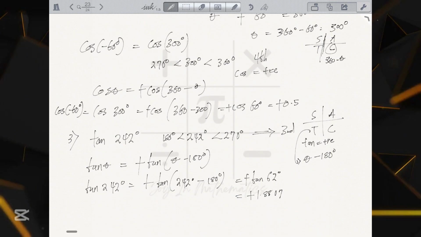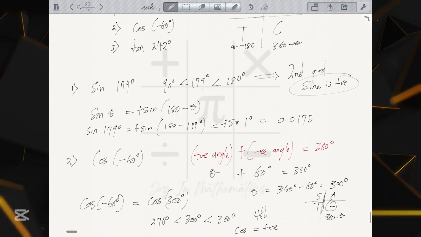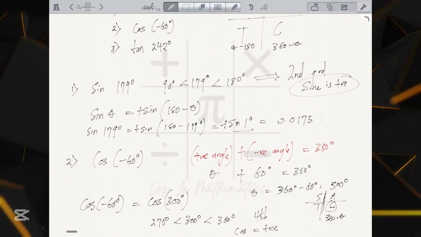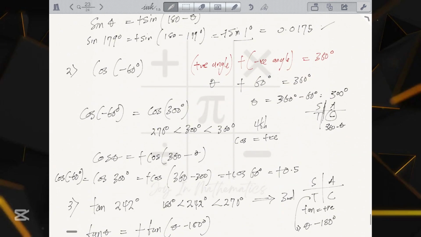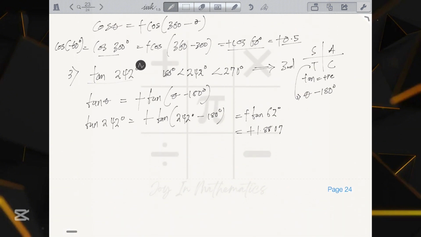So I believe you're able to get each question. Sine 179 degrees is equivalent to sine 1 degree, which is 0.0175. Cos minus 60 degrees is the same thing as cos 300 degrees, which is the same thing as cos 60 degrees, which is 0.5. Likewise, tan 242 degrees is equivalent to tan 62 degrees, which is in the third quadrant, which is equivalent to positive 1.8807.